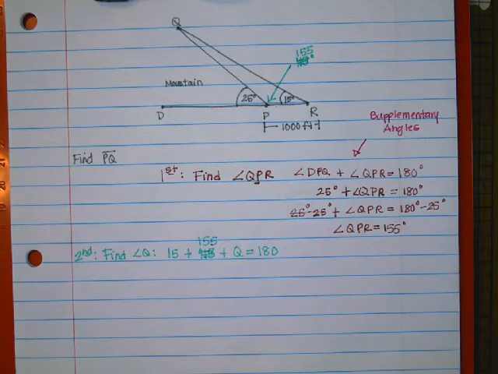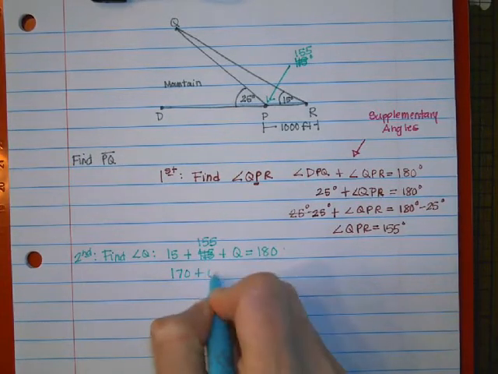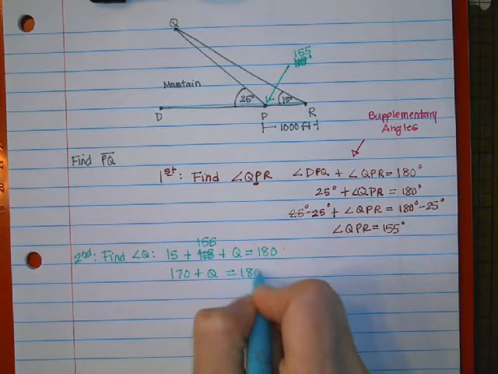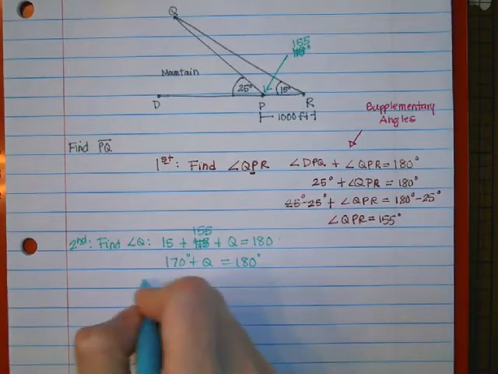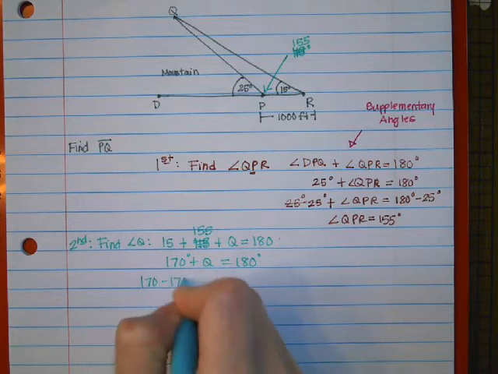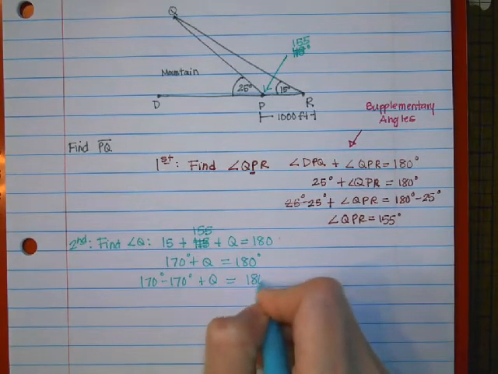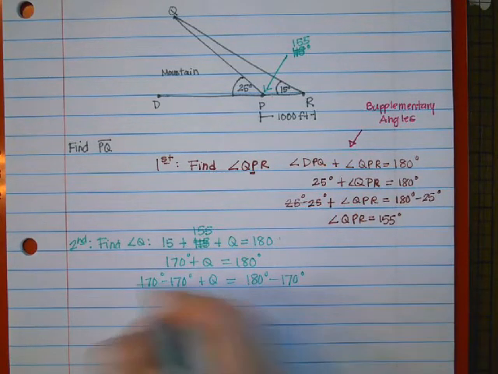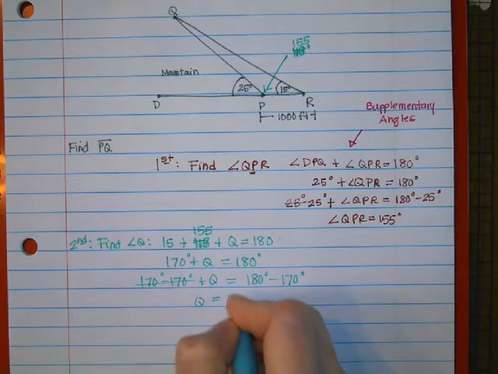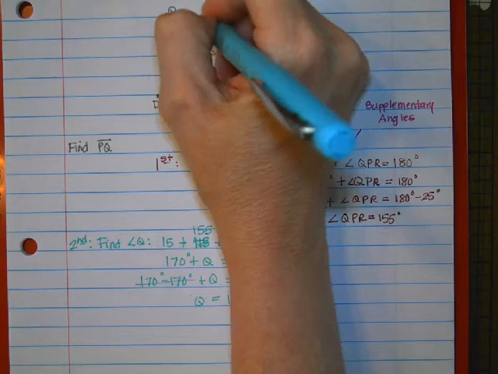Alright, so we're going to add 15 plus 155 together, and we're going to get 170. So 170 plus angle Q is equal to 180 degrees. Alright, so now from here, we're going to subtract 170 from each side. Alright, and then these cross out, leaving me with angle Q is equal to 10 degrees. So angle Q way up here, that little guy right there, is 10 degrees.